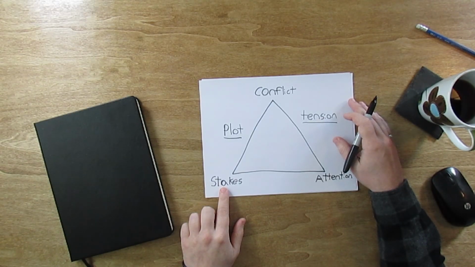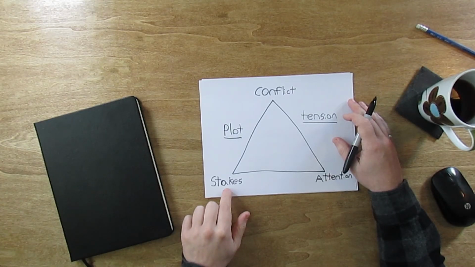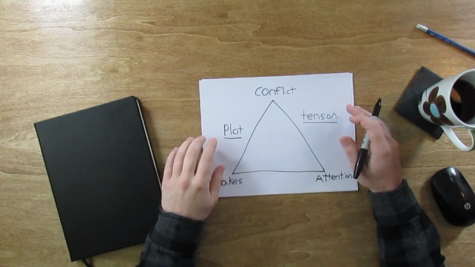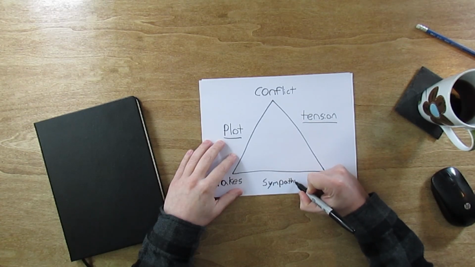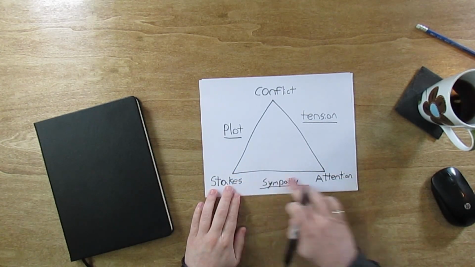The connection that the reader feels to the stakes of the story, to everything that your characters feel are important, is where you get emotional engagement. This is where the sympathy of the reader comes in. That's the bottom part of the triangle. When the reader becomes attached to the characters in your story, they will become attached to the things that the characters care about. When bad things happen, the reader will feel bad. When good things happen, the reader will feel good. Likeable characters that the reader can relate to is often how you get there.